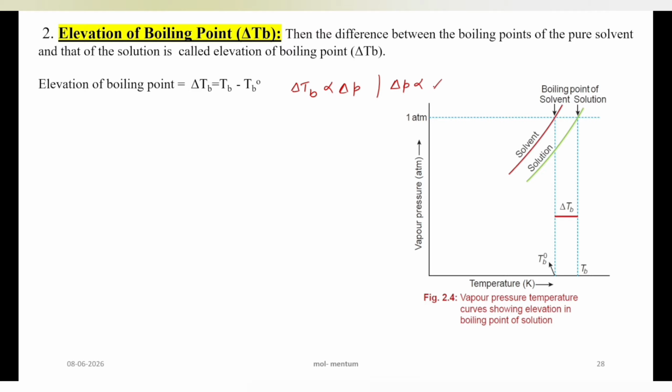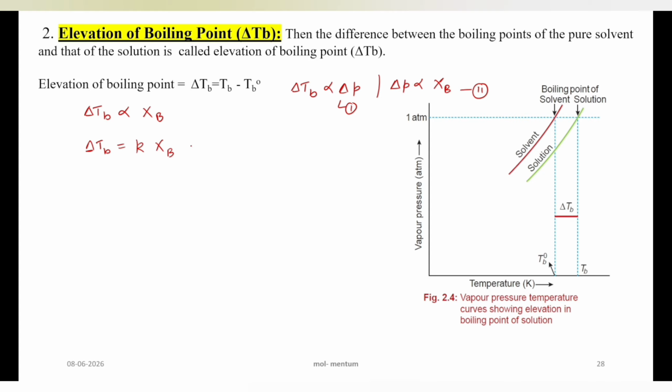Delta P is directly proportional to chi B. This is the statement of Raoult's law. The lowering of vapor pressure is directly proportional to the mole fraction of the solute. So this is the first equation and this is the second equation. Since delta TB is proportional to delta P and delta P is proportional to chi B, can I write it as delta TB is directly proportional to chi B, because equation 1 and 2 are same. Okay, so if I remove the proportionality sign, I have to put some constant K. Now delta TB equals K into chi B.